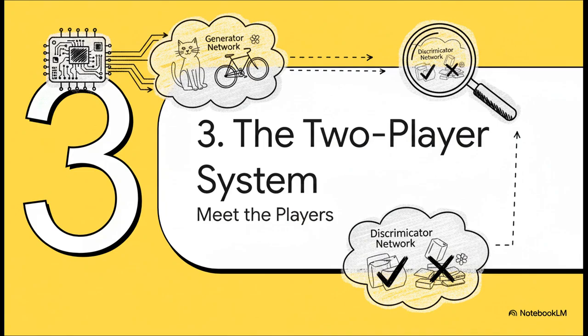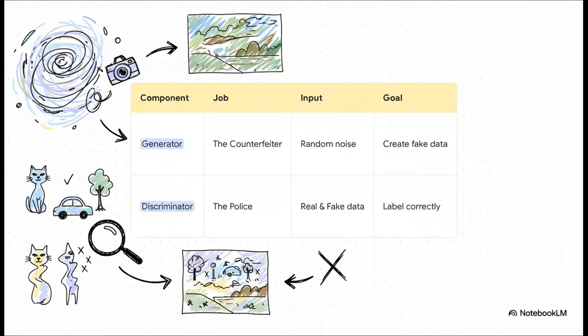Let's meet the actual neural networks that are locked in this game, the generator and the discriminator. And as you can see, their jobs are polar opposites. The generator, our counterfeiter, starts with nothing but a string of random noise. You can think of it like a block of digital marble, and its job is to try and sculpt that marble into a realistic image. Now the discriminator, our detective, gets shown a mix of real images from the training data and the generator's latest forgeries. And its goal is super simple. Call them out. Correctly label every single one as either real or fake.